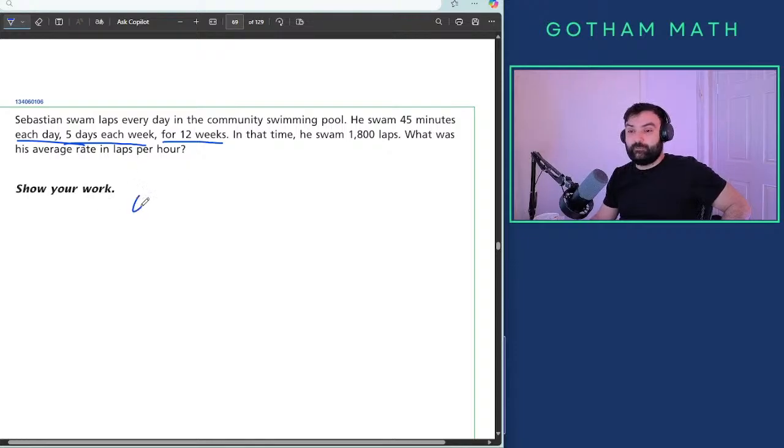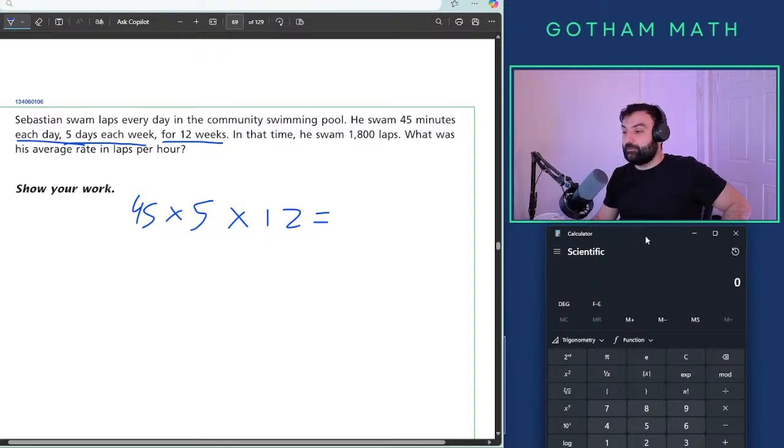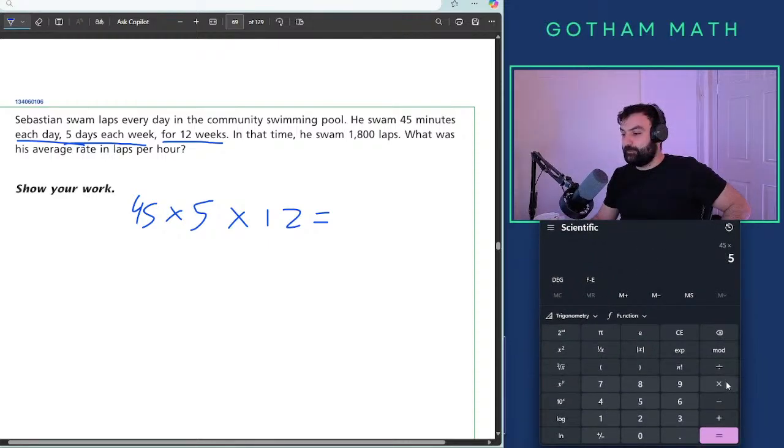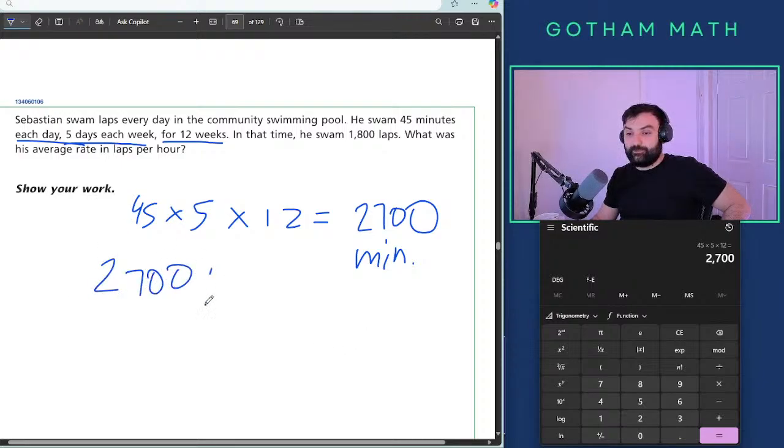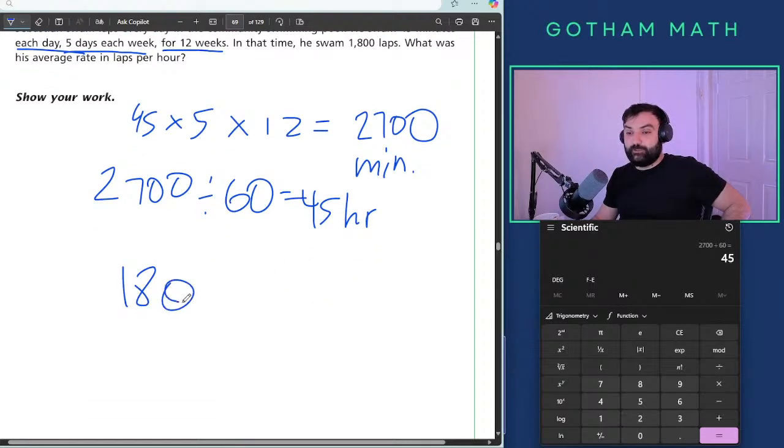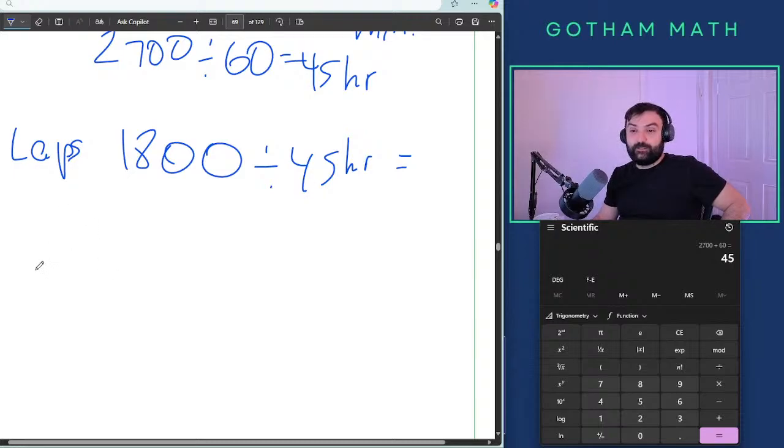So what do we have to do? Find his total minutes by doing 45 minutes each day times 5 days times 12 weeks, right? We can use a calculator over here. So it's going to be 45 times 5 times 12, which is 2,700, right? But that's minutes. So we're gonna convert that into hours by dividing it by 60. So we're getting 45 hours. Yeah, that's where I stopped. And now we divide all the laps by the amount of hours, right? It is going to be laps per hour. Why? Because 1,800 laps divided by 45 hours.